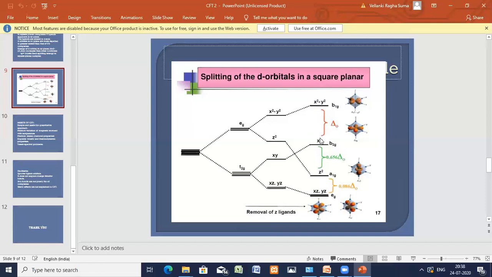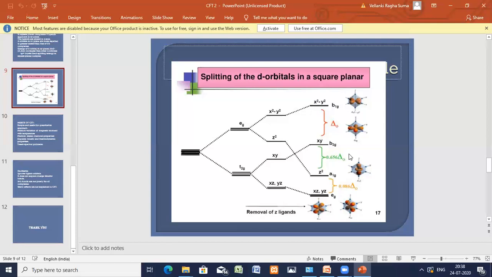So eg and a1g indicate these orbitals. According to the orientation, there is the splitting. The energy of the d orbitals is reduced very differently in the square planar complex. The energy of the dz square orbital is highly reduced since the orbital is completely free from repulsion by the ligand orbitals.